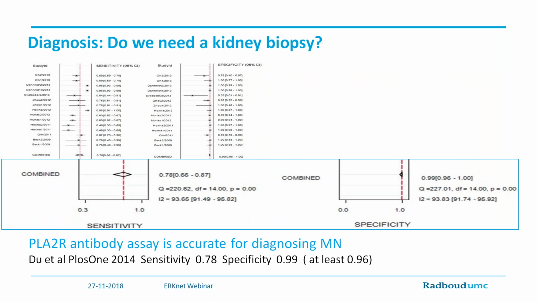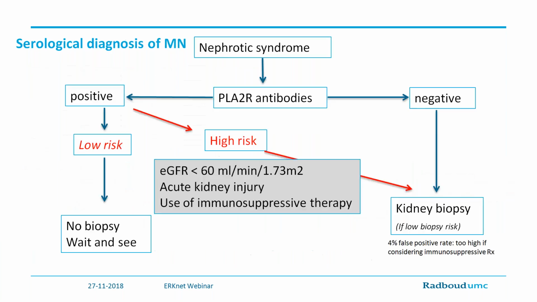With respect to diagnosis, this slide presents an overview of a large meta-analysis. What is shown here is that the specificity to diagnose membranous nephropathy when antibodies against PLA2R are present in the serum is 0.99, with a confidence interval of 0.96 to 1, meaning that if antibodies are present in the serum, you have a very high likelihood that the diagnosis is membranous nephropathy, and the false positive rate is only 1%.